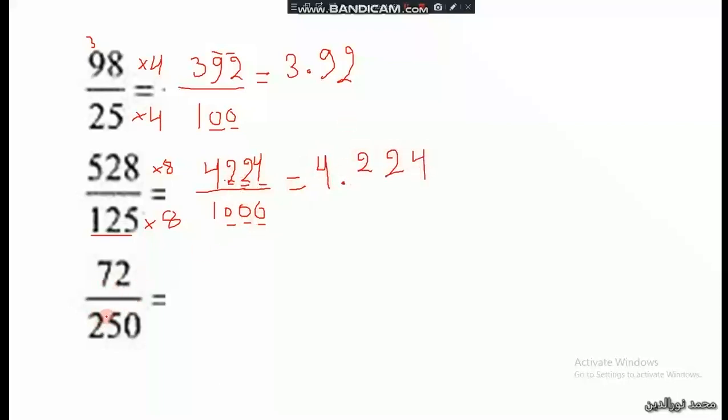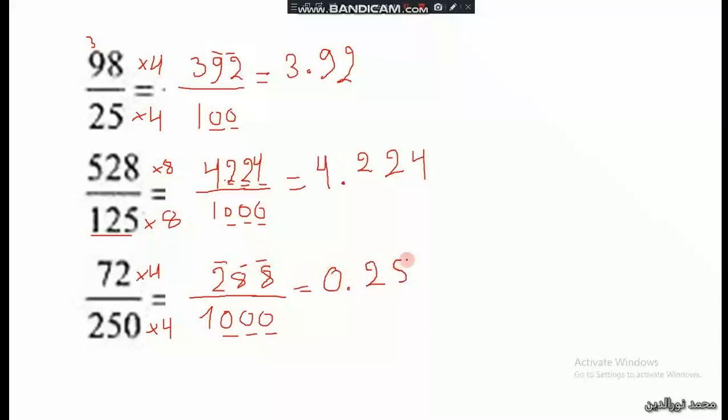And here we have 72/25. Here 25 is multiplied by 40 to have 1000, so we do the same for the upper side of the fraction. 25 times 40 is 1000. 4 times 2 is 8. 4 times 7 is 28. So 72 times 4 is 288. And we have 3 zeros, that means 3 decimal digits. So as a decimal number, we have 0.288.